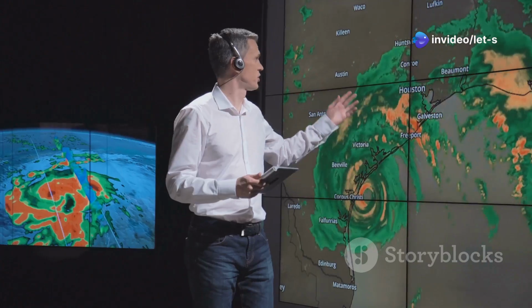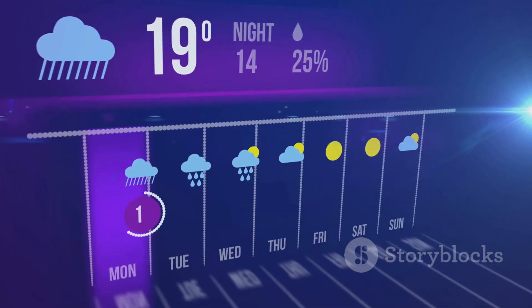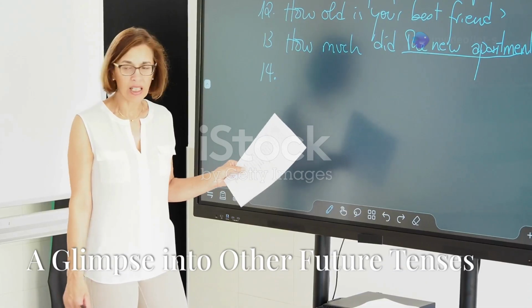Another error is using going to for predictions. Predictions are generally spontaneous, even if they are based on some evidence. For instance, we say "it will rain tomorrow," not "it is going to rain tomorrow."